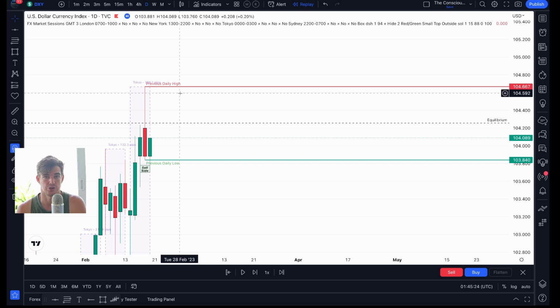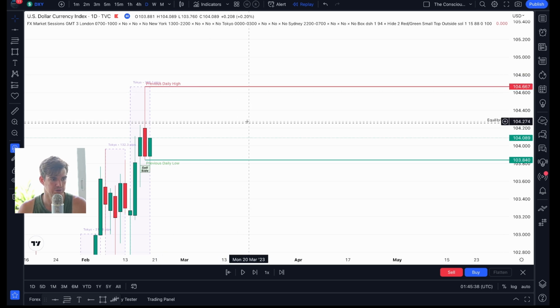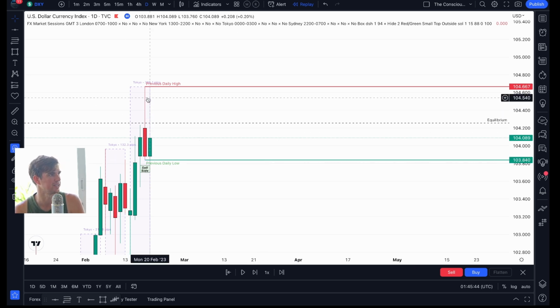If you want to go short, you want the price to go above equilibrium, as close to the previous daily high, and even break a daily high, taking that liquidity on the upper levels to short the price either to the previous daily high, the red line, or to the equilibrium, or all the way down to daily low, depending on the setups. So now we've got our dollar index daily high, previous daily low.